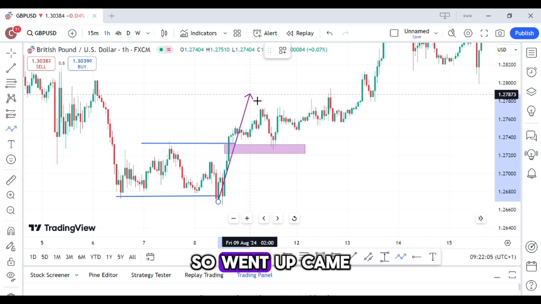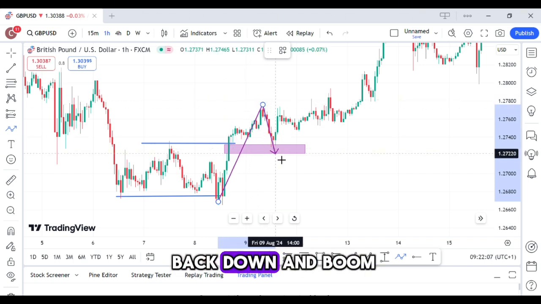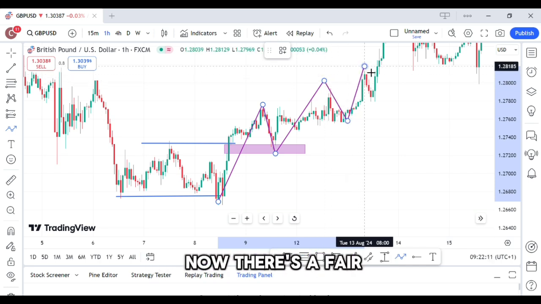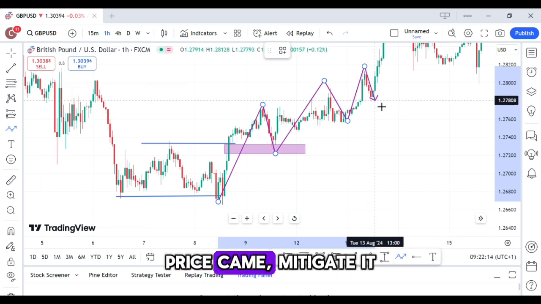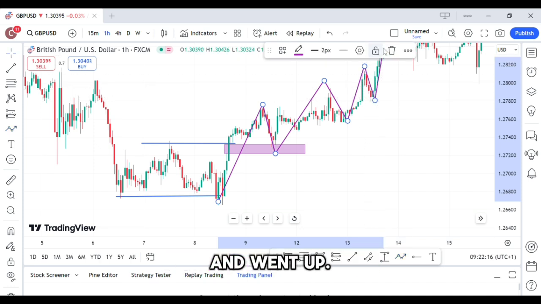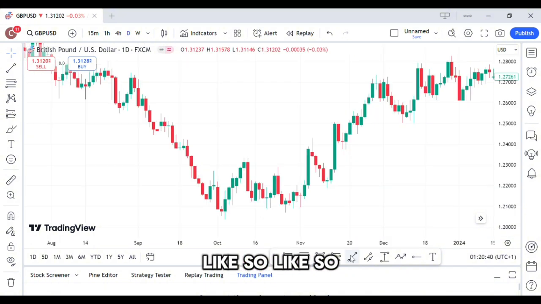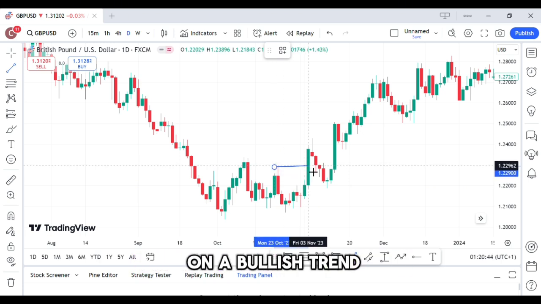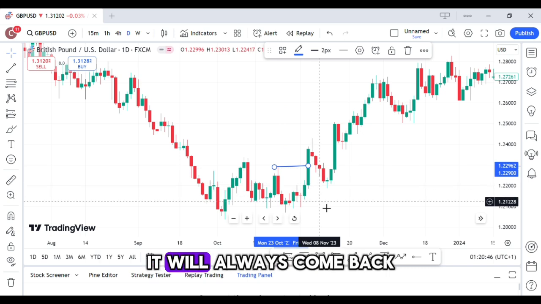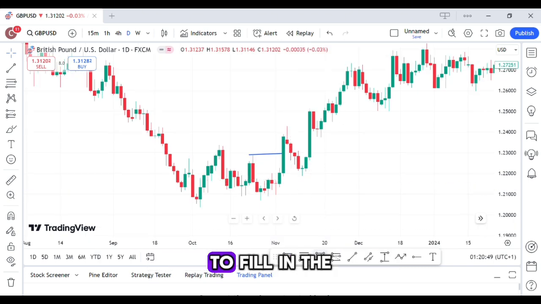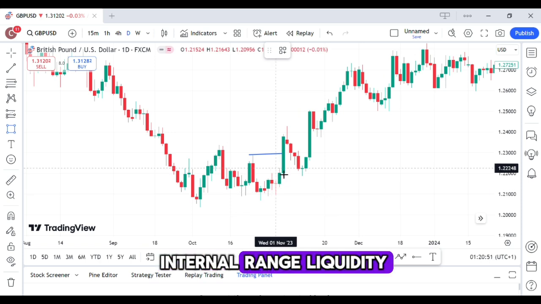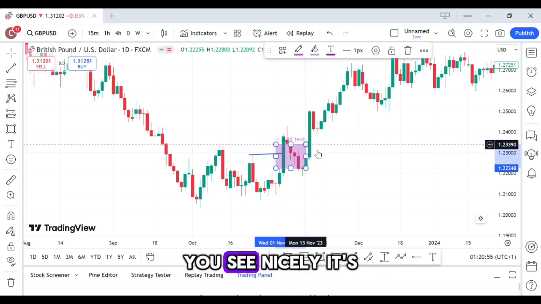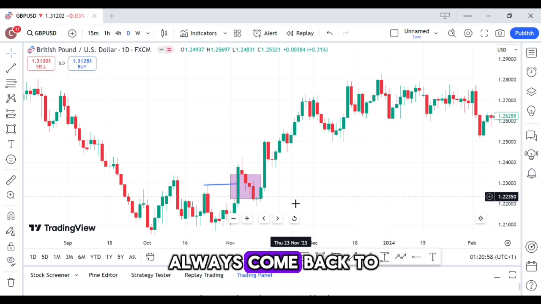It went up, came back down, and boom, started going up like that. And we can see now there's a fair value gap here too. Price came, mitigated it, and went up like so. Whenever price takes out the external range liquidity in a bullish trend, it will always come back to fill in the internal range liquidity. There's a fair value gap here. It will always come back to fill it in. You see nicely.